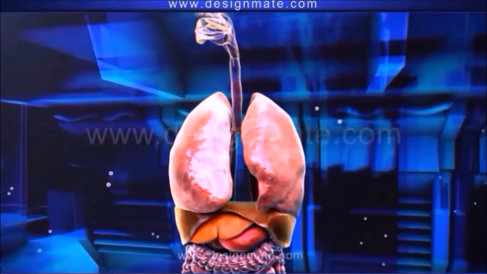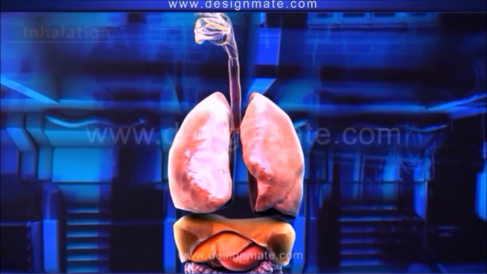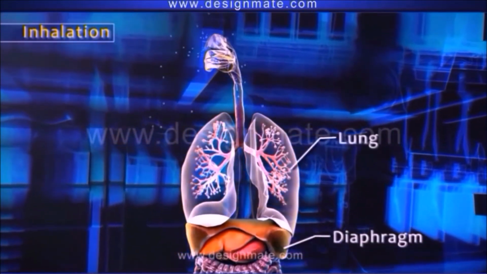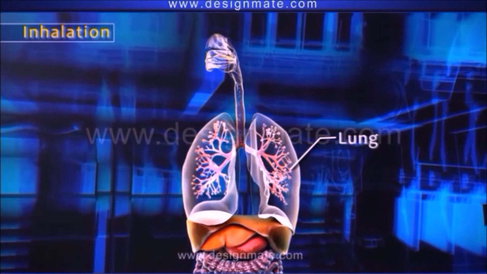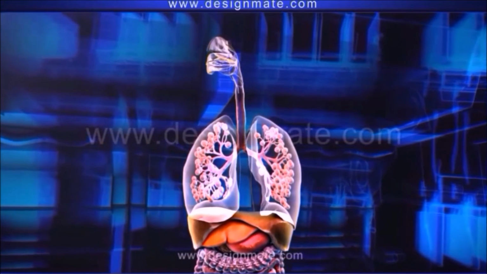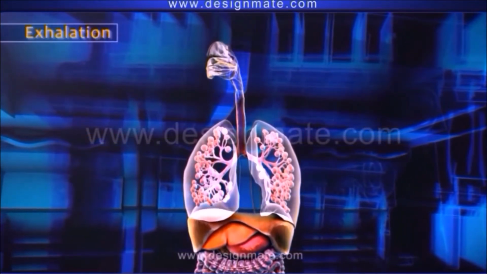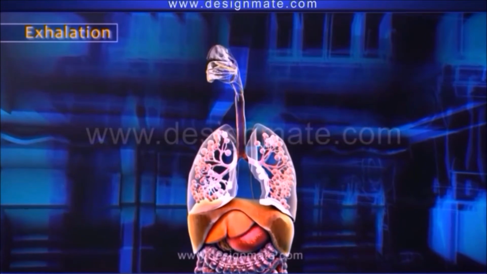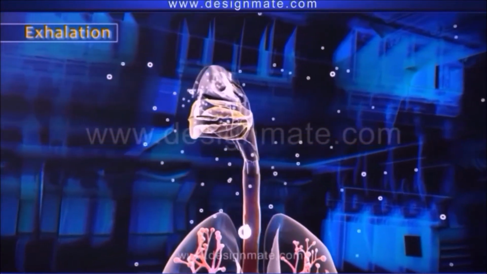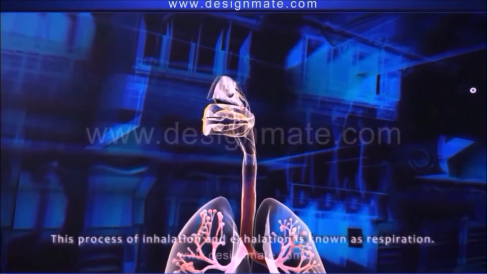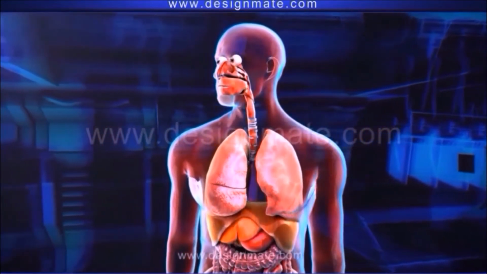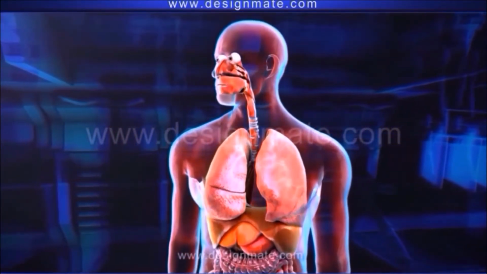So the process of breathing in air rich in oxygen is called inhalation. After the contraction of the muscular diaphragm, the lungs expand and the air rushes in, resulting in the inflation of the alveoli. During exhalation, the diaphragm moves up and the lungs contract. Thus, the alveoli deflate, causing the air to be forced out. This exhaled air is rich in carbon dioxide. This process of inhalation and exhalation is known as respiration, which occurs approximately 20 times per minute.